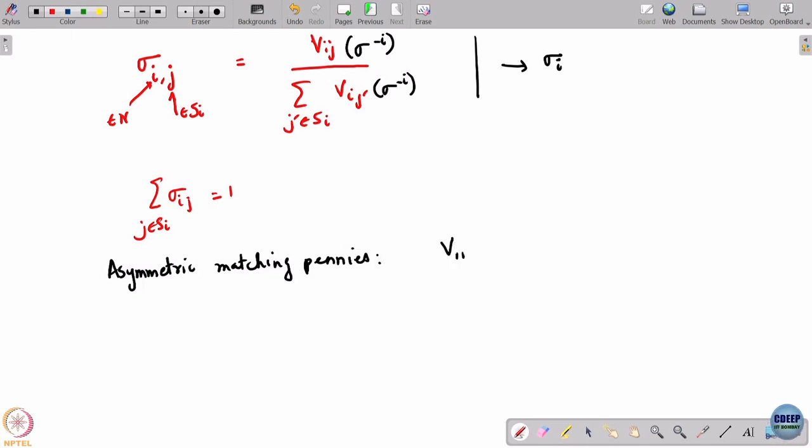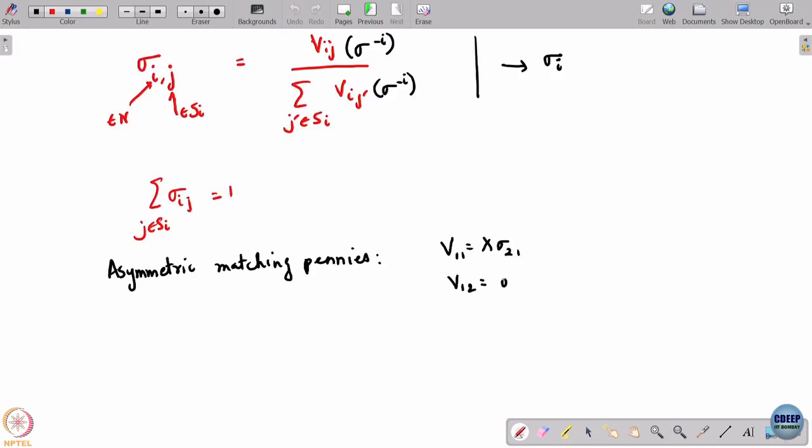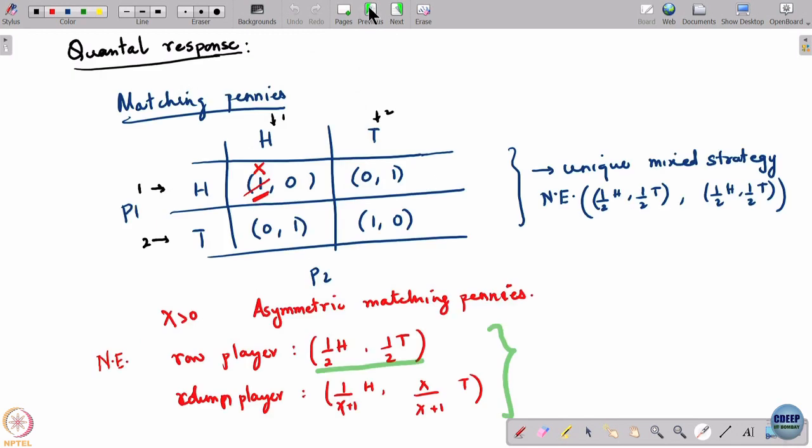What happens is you can see V11 is equal to x times sigma 21. V12 is sigma 22, V21 is sigma 12 and V22 is sigma 11. Here 1 is heads and 2 is tails. So what have I written here? This is the expected utility that player 1 gets when he plays heads, assuming player 2 is playing sigma 2. Why do you get x times sigma 21? Because it is x times sigma 21 plus 0 times sigma 22.